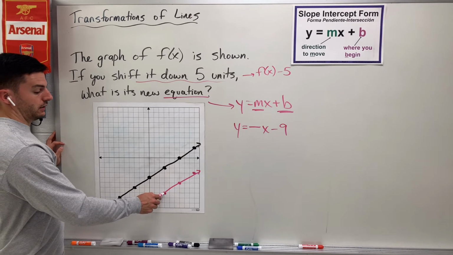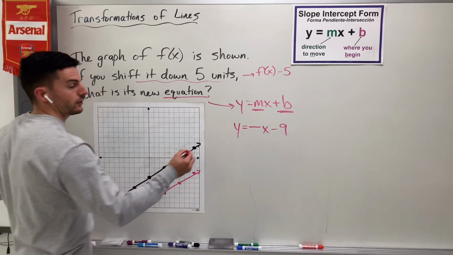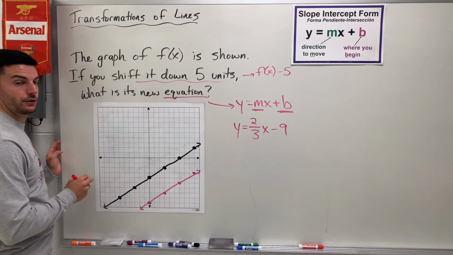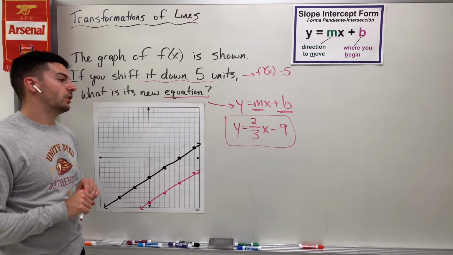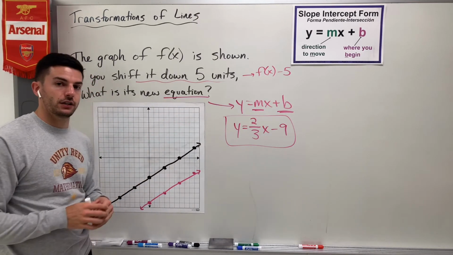Now let's check that a couple more times. Up 2, right 3. Yep. Up 2, right 3. Yeah, so that's a solid slope. That's how much it's moving from each point. So that would be the equation of this line. So that is the transformation and the equation of it.